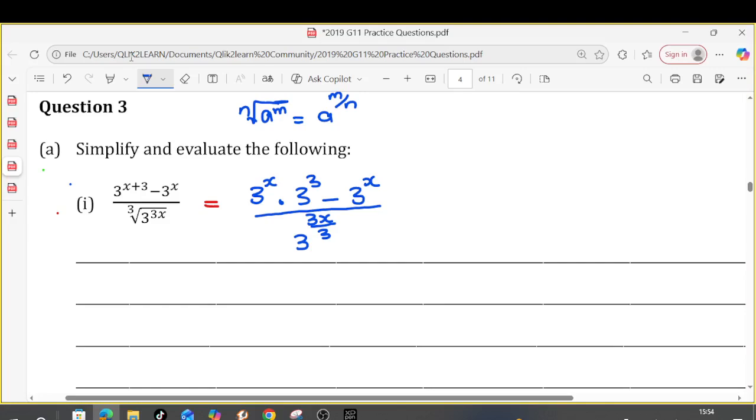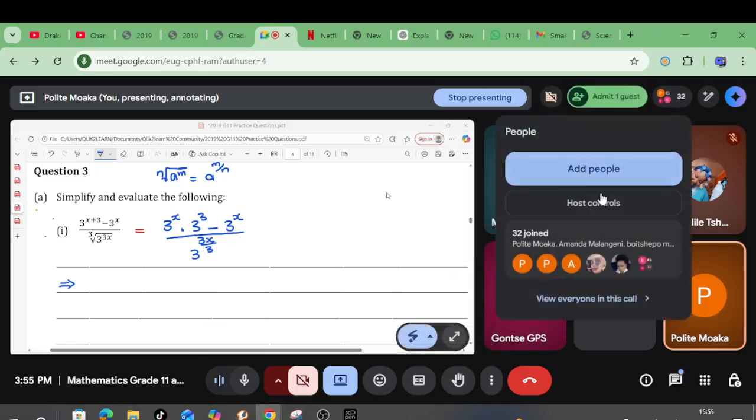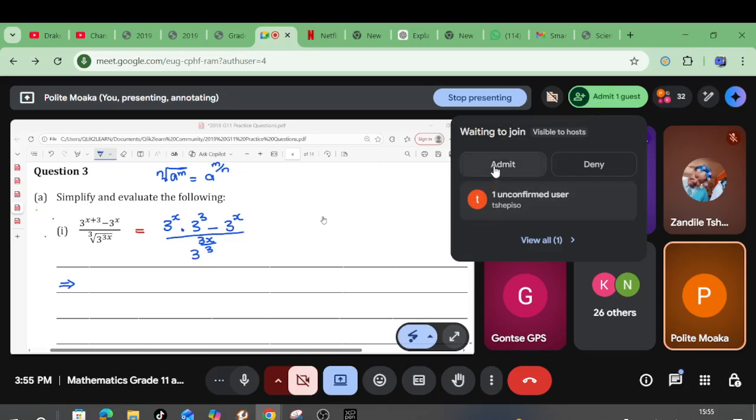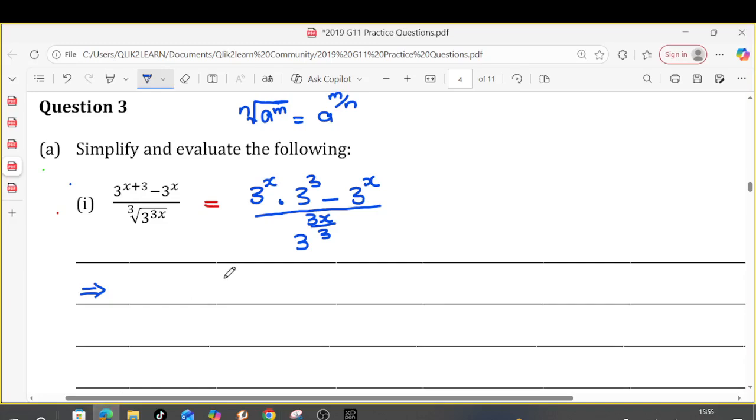So now we are moving. Nkari, you see now Nkari is here. We are moving, but I'm just surprised, Nkari, why you haven't joined the lesson this side. Because you see I have 33 learners now in the lesson, and you are not in the lesson. But it's fine, Nkari, it's fine.